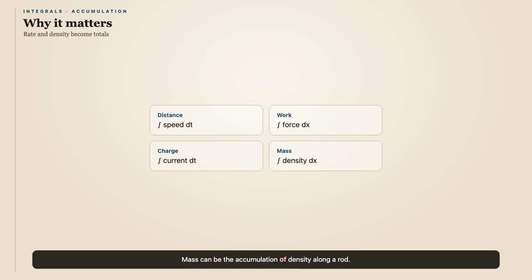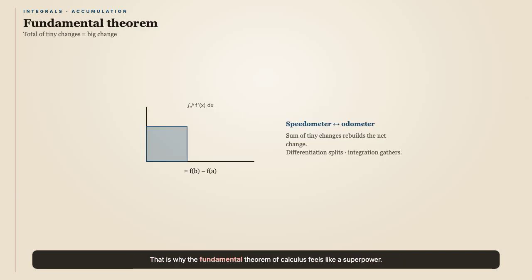Mass can be the accumulation of density along a rod. Probability over an interval can be the accumulation of a density function. The integral is the universal machine that turns a local rate or density into a global total. That is why the fundamental theorem of calculus feels like a superpower.